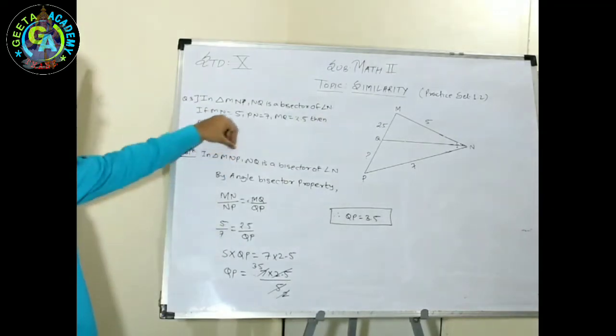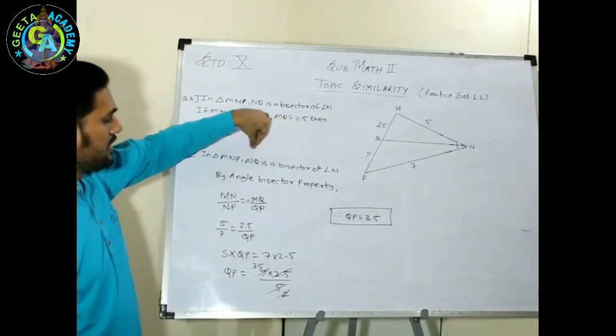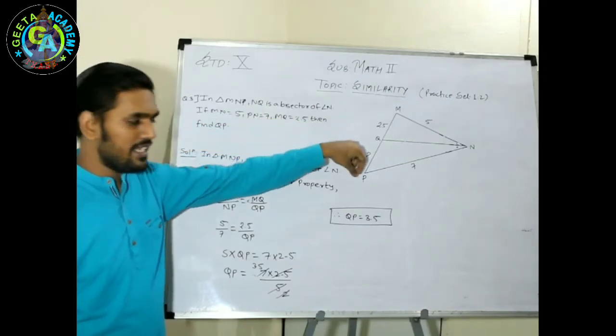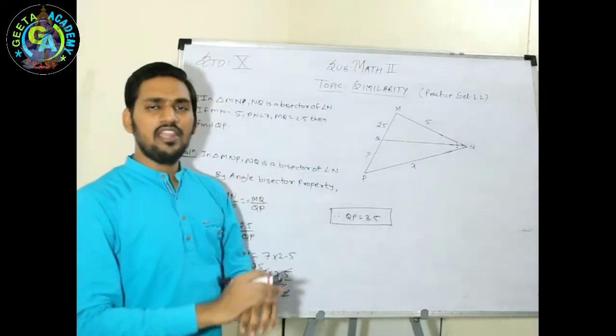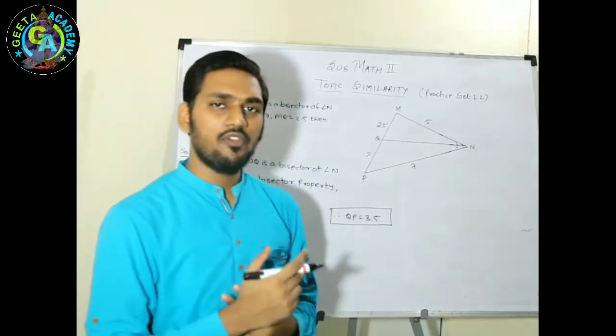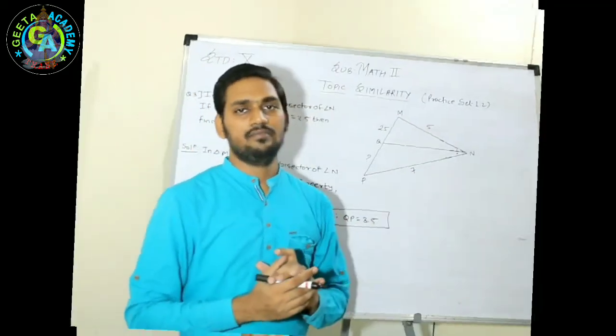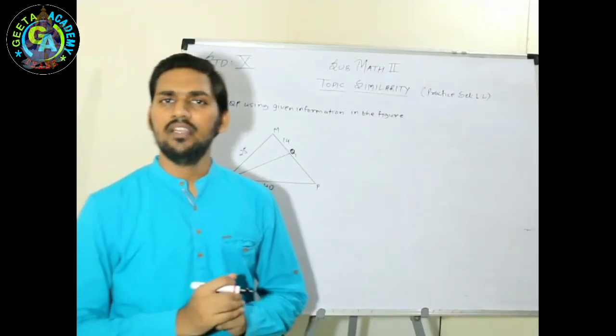What we have to do? First we have to compulsorily write the line that the particular ray is the bisector of an angle. Then we have to apply the angle bisector ratio. Then we have to put the values. We have to cross multiply. We have to calculate, and we will get the answer. Now we'll move to question number 6.